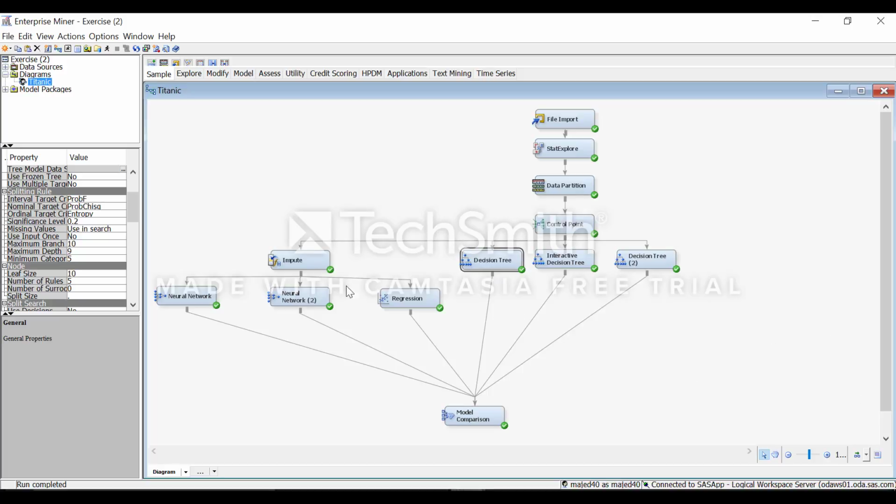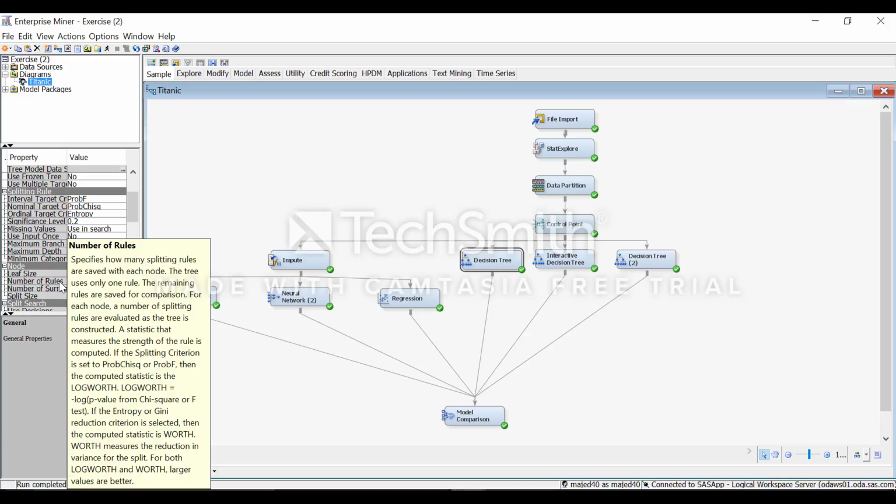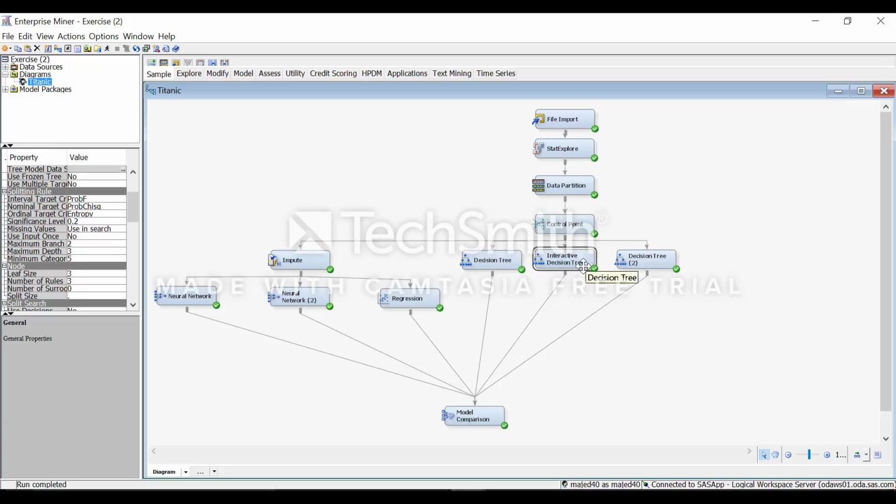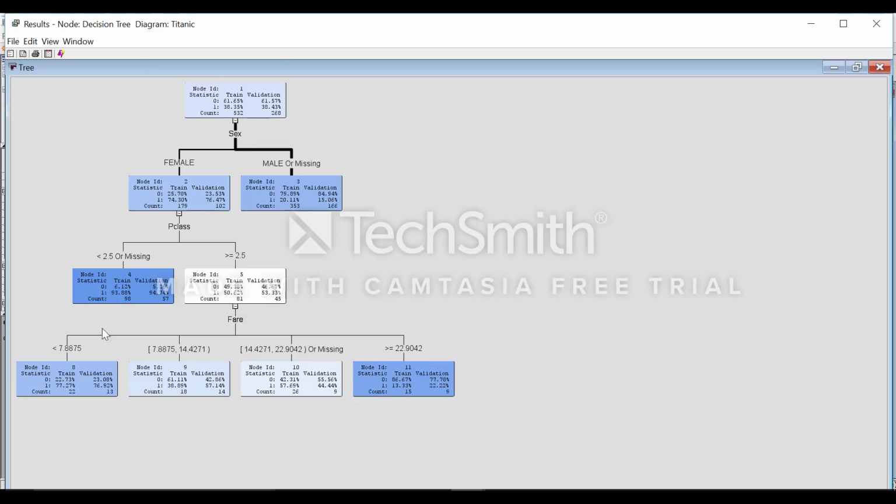For the first decision tree, I increased the maximum branch to 10, the maximum depth to 9, and the leaf size to 10. For the interactive decision tree, I went to interactive and I built my tree based on the most important variables. For the last decision tree, I decreased the maximum branch to 2, the maximum depth to 6, and the leaf size to 5. In the first decision tree, 6 is the most important variable. We have 9 nodes, so our important node is 6. When you look at female, 25% of the females didn't survive and 74% of them survived.